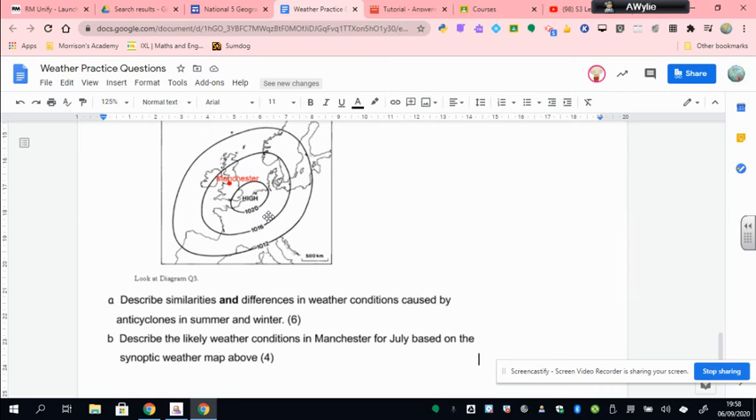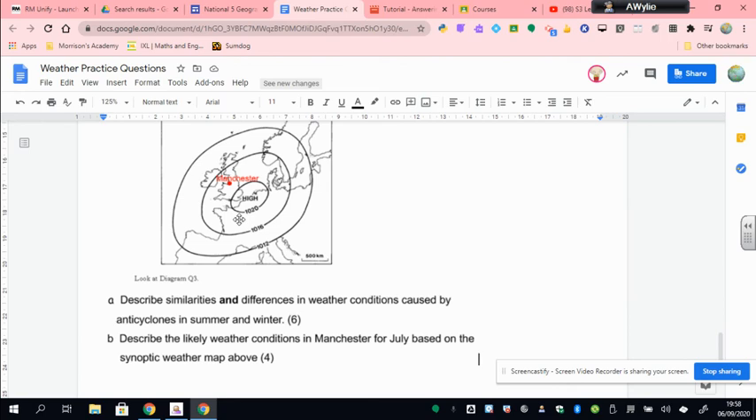You could also add at this point that it would, however, be much colder at night because there are no clouds to trap the heat, so the heat would all escape. You would also say in Manchester, it's also going to be very hot because it is July and you'd expect high temperatures. You would say the winds are very light in Manchester because the isobars are very far apart. You could also say that the winds are coming from the southwest because they're traveling in a clockwise direction because it's an area of high pressure.